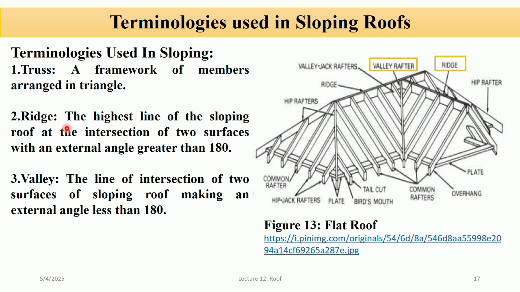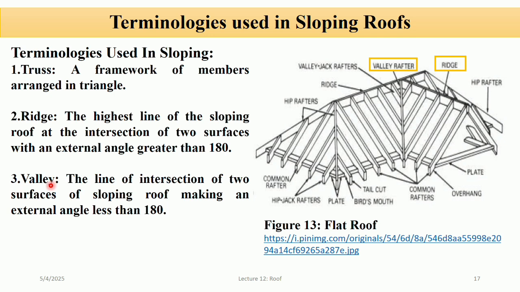The second one is ridge. So the highest line of the sloping roof at the intersection of two surfaces with an external angle greater than 180. So the ridge is the topmost horizontal line where two sloping roof surfaces meet. You can see in the figure this is the ridge, and the angle formed externally at the ridge is greater than 180.